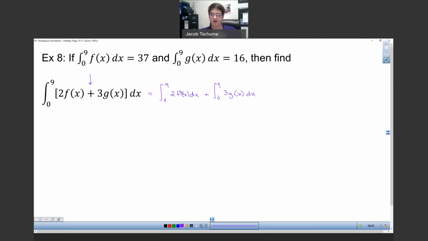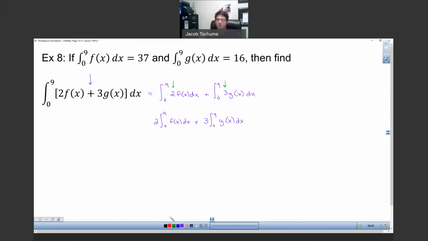Our new property here is that when you have a constant in front of your functions, you don't have to leave those inside the integral. You can, but sometimes it's easier if we can factor those out to the front. So I can actually rewrite this as 2 times the integral from 0 to 9 of f of x dx plus 3 times the integral from 0 to 9 of g of x dx.